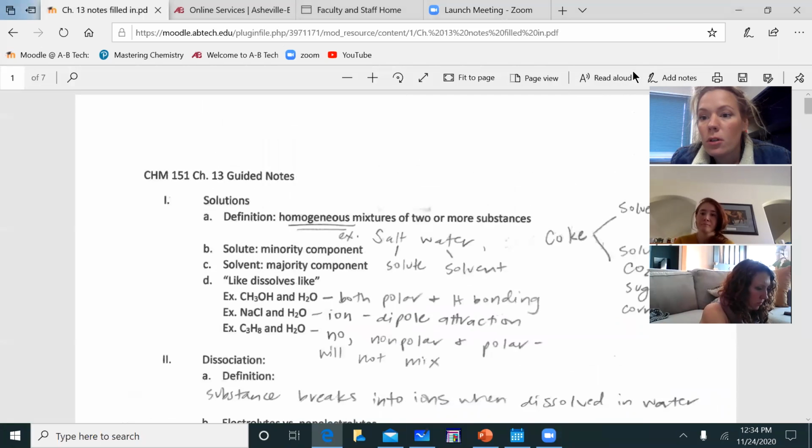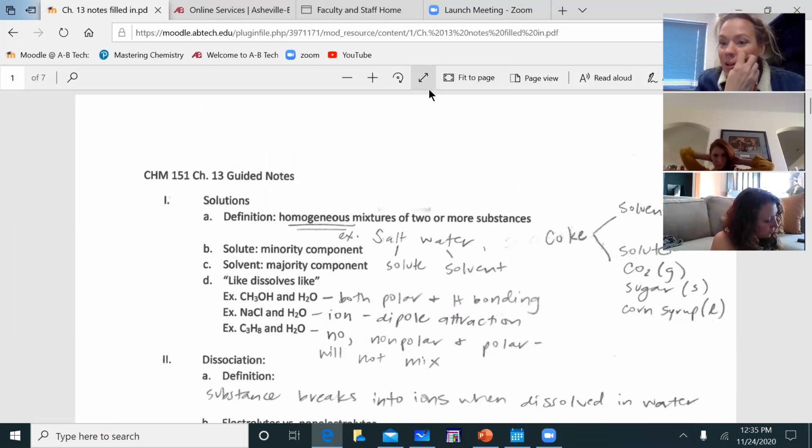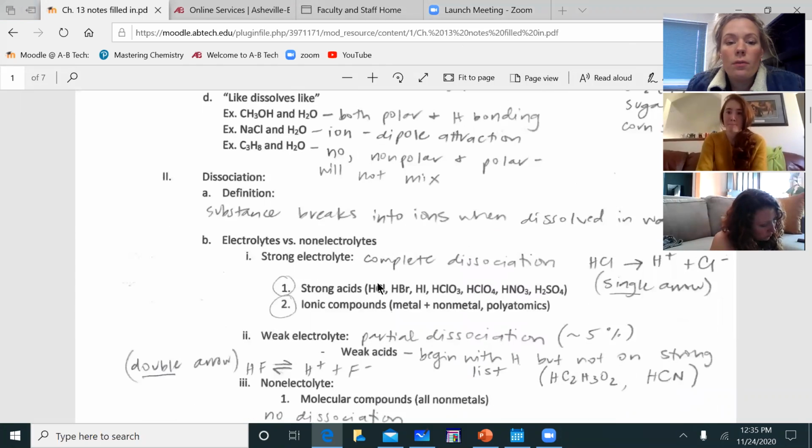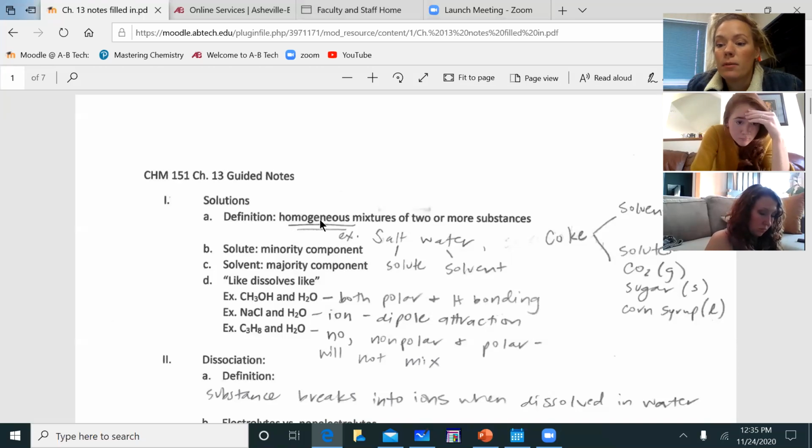Okay, so the last chapter of this class really is chapter 13, and it's all on solutions. If we go back to the very beginning of the class, when we were trying to define matter as being a compound, an element, or a mixture, solutions are a type of mixture, specifically a homogeneous mixture, meaning a mixture of two or more substances that are the same throughout.